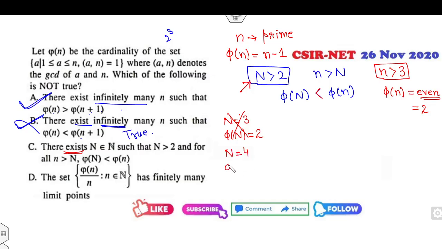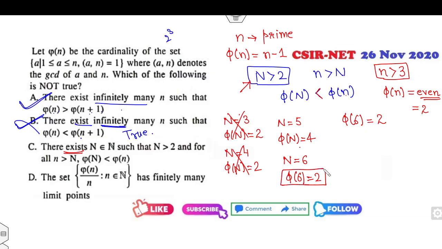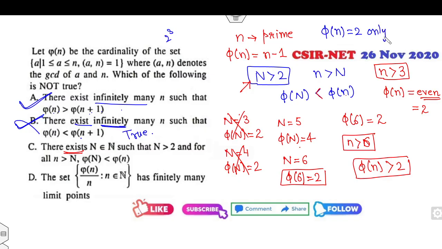If I choose N equal to 4, phi of 4 is 2. Again, it is not possible. If I choose N equal to 5, then phi of 5 is 4, but for n equal to 6, phi is 2 and it is not satisfied. Is it possible if I choose N equal to 6? Phi of 6 is 2. Then if I choose any number greater than 6, phi of n is always greater than 2. Why? Because always remember phi of n is 2 only if n is 3, 4 or 6, while for all other numbers phi of n is always greater than 2.